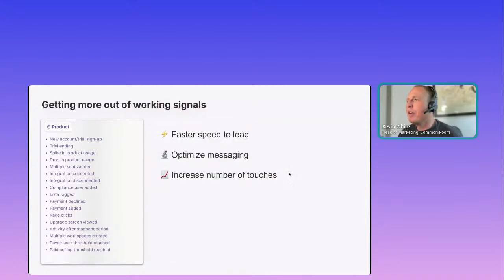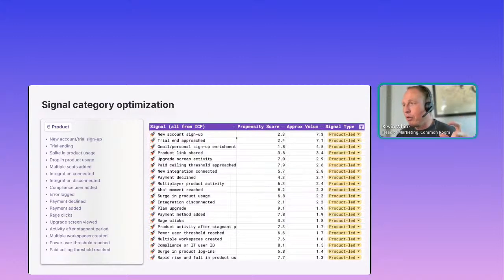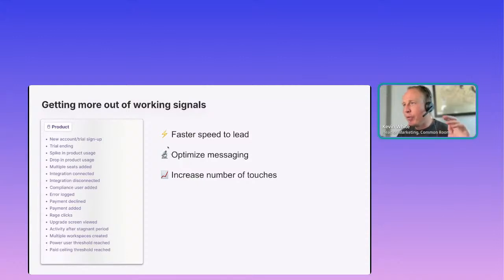Hopefully that makes sense. And then in order to improve the results from running these product based signal plays, I'm using product as a hypothetical here, there are a few things you can typically do. One is get a faster speed to lead time. So when the signal happens, can your team follow up faster? Another thing you can do is optimize the messaging. When the signal happens, can you make it more relevant and hit on more pain points in your outbound messaging? And the last one is just increase the number of touches.